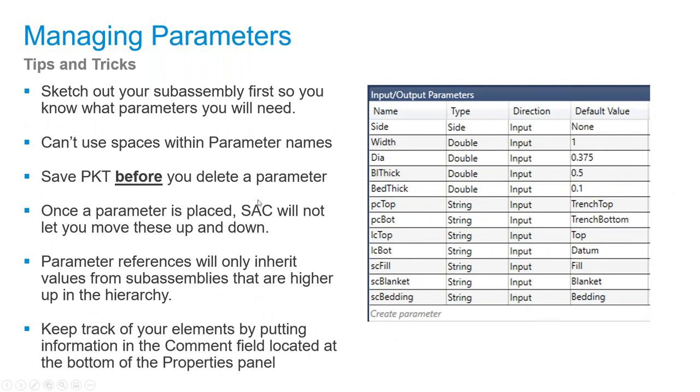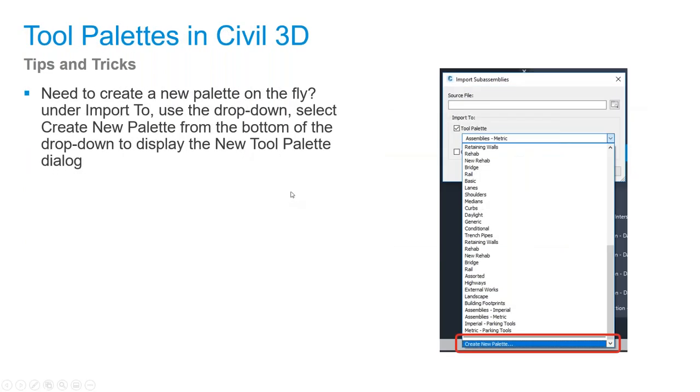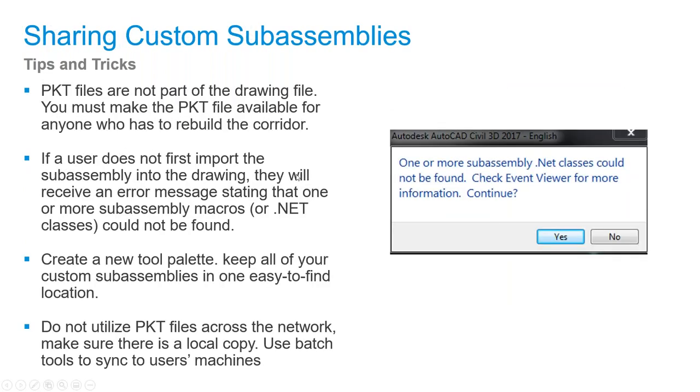Just a couple more tips and tricks here. Again, make sure you sketch things out. You cannot use spaces in parameters. You need to save the PKTs before you delete some parameters. The parameters go in a hierarchy from top to bottom. You cannot reorganize them. And then you want to keep track of all your elements. Again, go back and update your sketches to include all that information. If somebody opens a corridor that you have created with a custom subassembly, they're going to get an error dialog box that just indicates that they need to import that PKT file for their use.